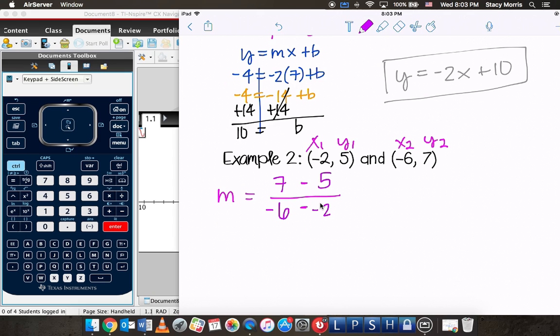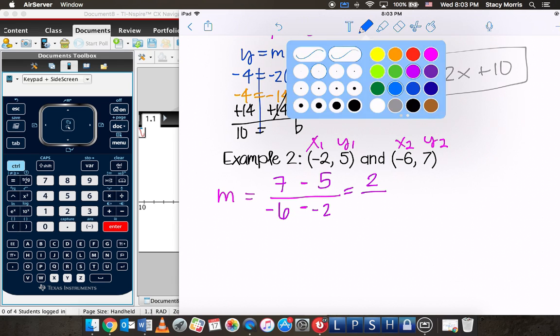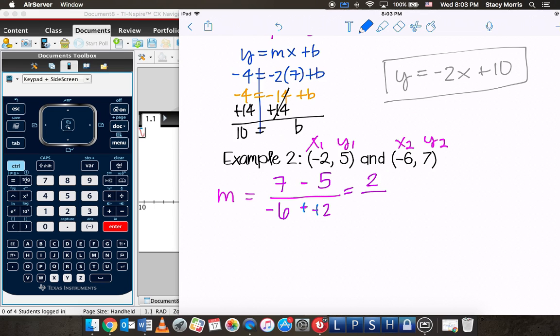Just a reminder, make sure that you put that negative, even though you already have a minus. All right, now we're going to simplify. So 7 minus 5 is 2. -6 minus -2. These two double negatives right there become a positive. So I'm going to go ahead and change those. So that's -6 plus 2 is -4. And then this will simplify to -1/2. So our slope is -1/2. Okay. So over here, m equals -1/2.